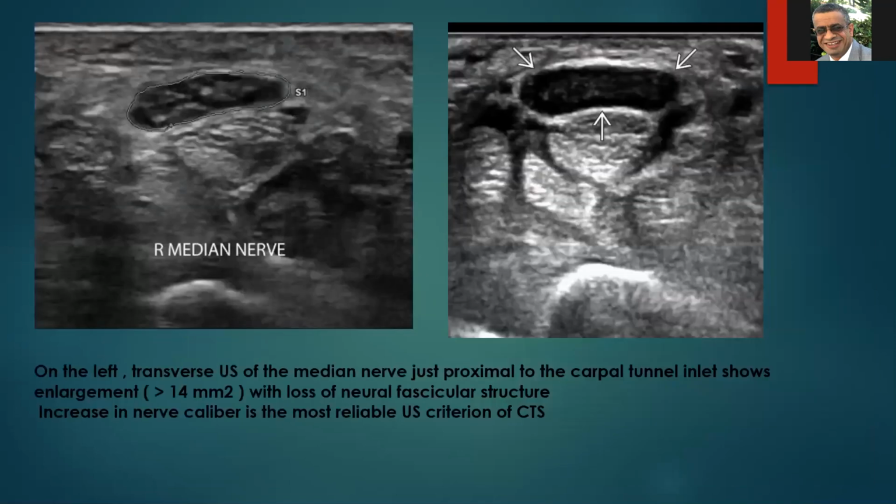This is an ultrasound view of the median nerve in carpal tunnel syndrome. On the left, transverse ultrasound of the median nerve just proximal to the carpal tunnel inlet shows enlargement above 14 square millimeters with loss of neural fascicular structure. Increase in the nerve caliber is the most reliable ultrasound criterion of carpal tunnel syndrome.